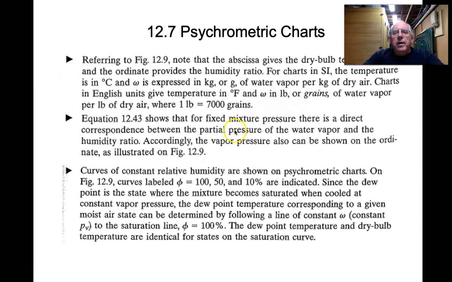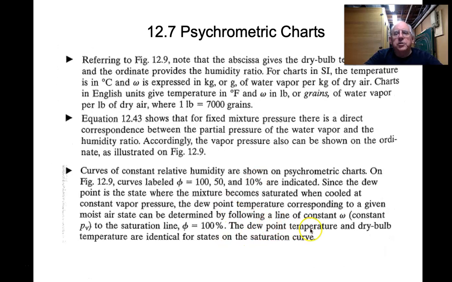Again, the mixture pressure is specified for a given psychometric chart. It's necessary to have the correct atmospheric pressure. There were lines of constant relative humidity as shown on the psych chart. 100, 50, and 10 are given there. The moist air mixture is fully saturated at the relative humidity 100% point.